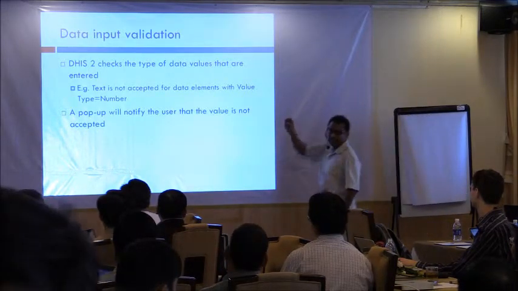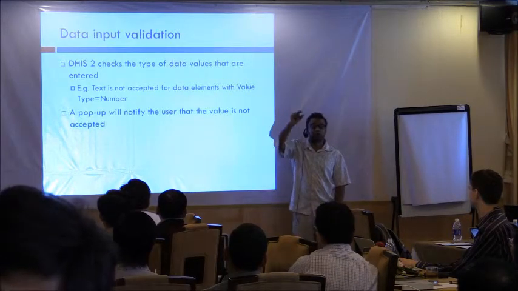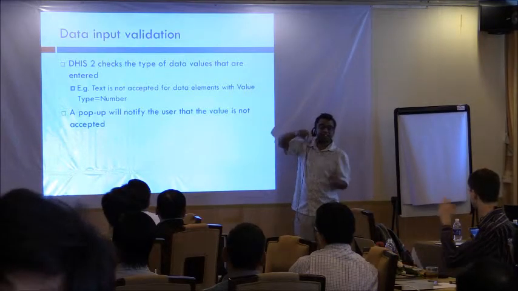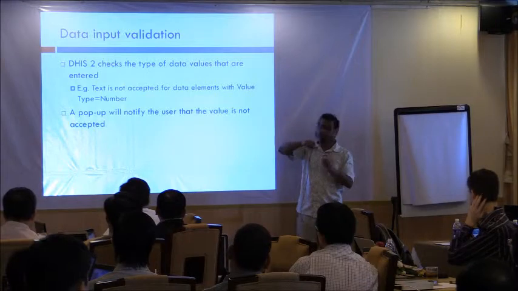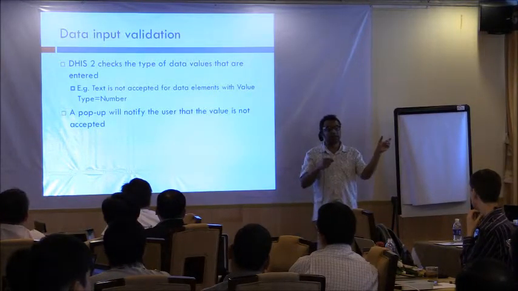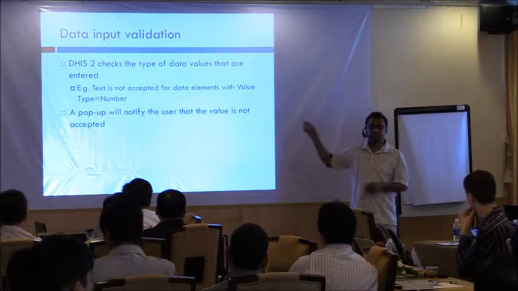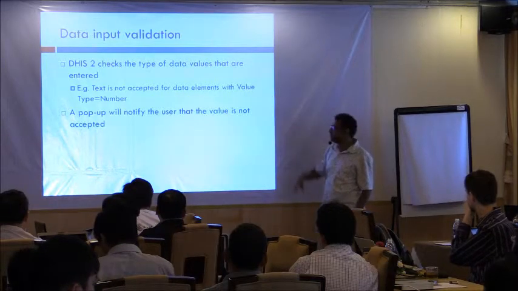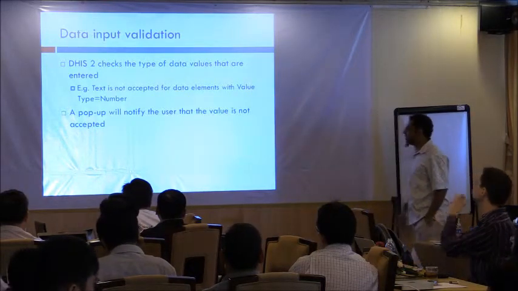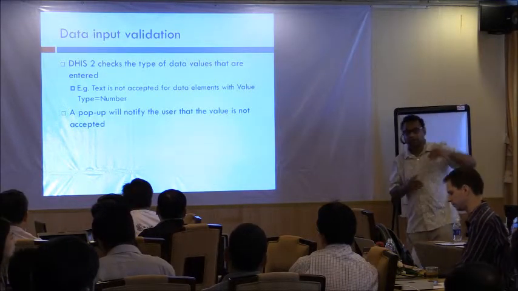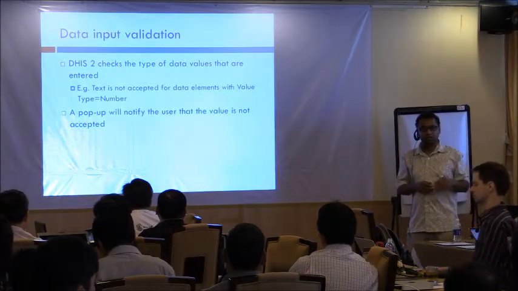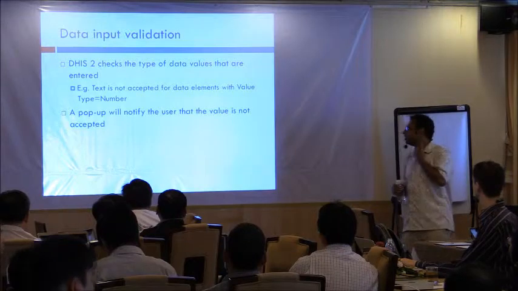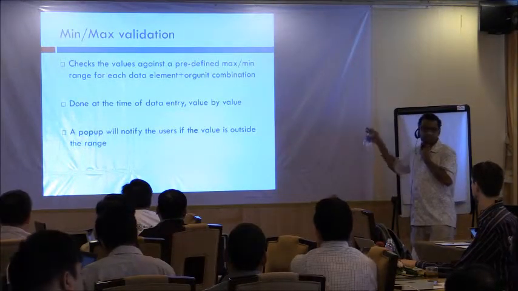Yesterday, when Tuvi was showing about option sets, she made it a number, and the option set was text: yes, no, not applicable. So if your data element is a number, when you enter text, it will show an error. This is normal data entry check. And then a pop-up notification, let's say it's above the range, it will notify you: this is above the range. These are data input validation rules. This is a normal data entry check. Min and max, we've seen it.